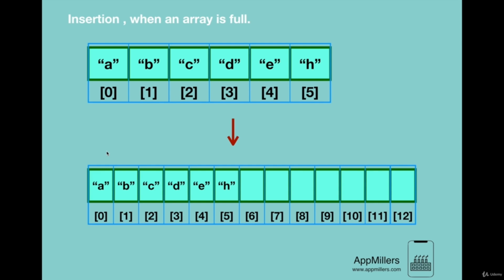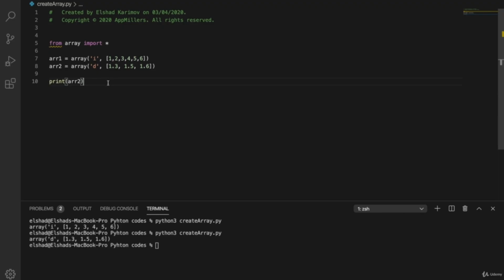Let's see how this is working in Python. Let's switch to Visual Studio Code. Here, I've created an array before in the previous lesson, so I will use the same array because I don't want to waste time creating a new array over here. That's why I kept this file like this. So let's see how we can insert an element to the array. I will insert an integer to the first array.